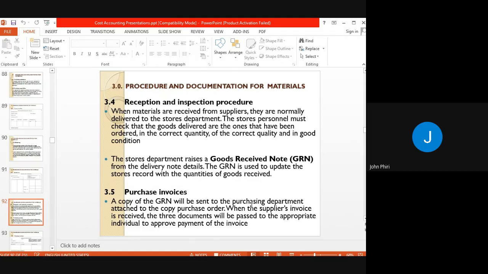When the goods received note is raised, they have delivered, so you have checked for them. What are you inspecting? Quality, quantity, same form. Yes, this is what we ordered and this is what we want. Then you can raise a purchase invoice.